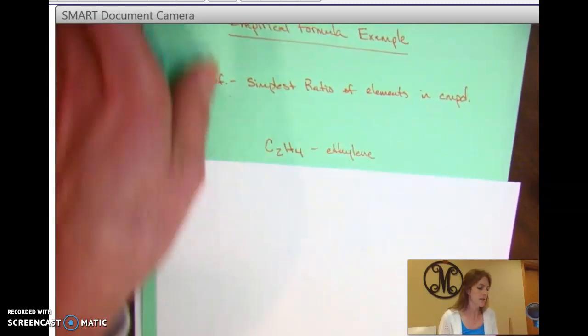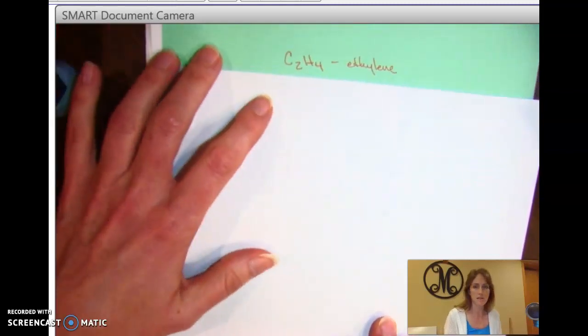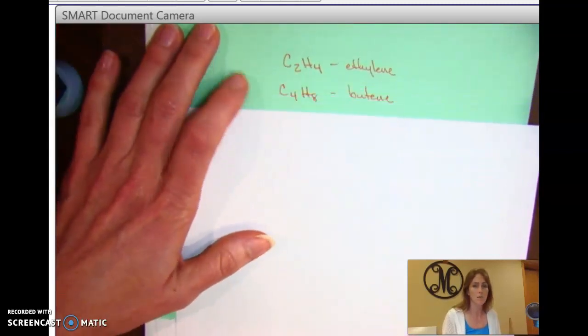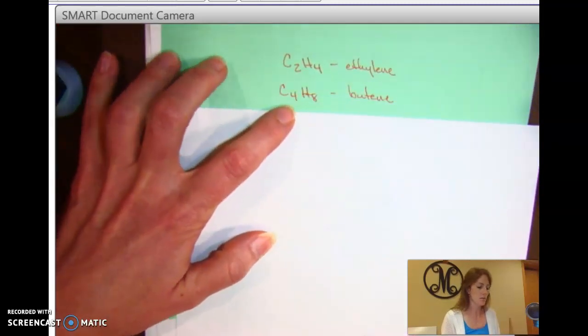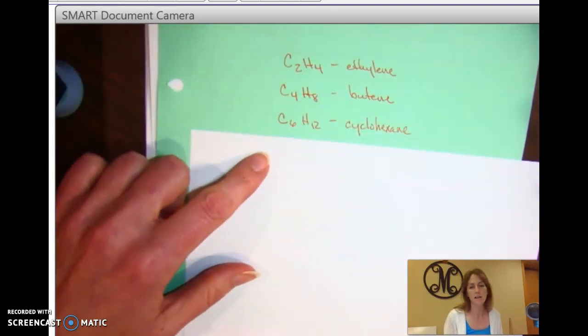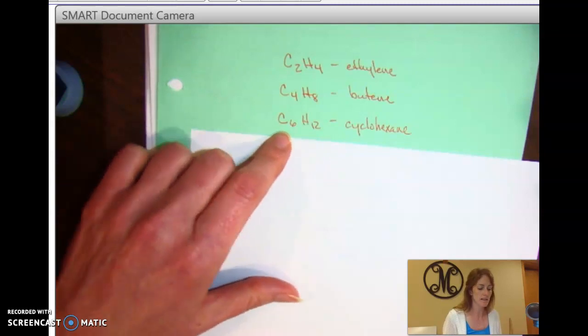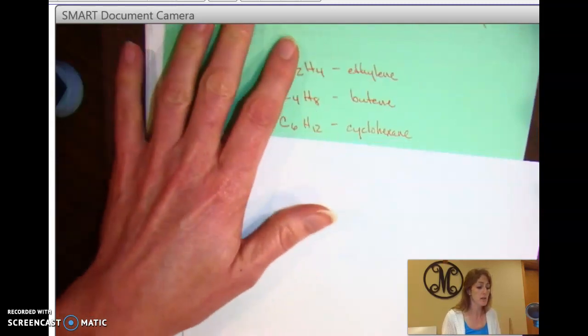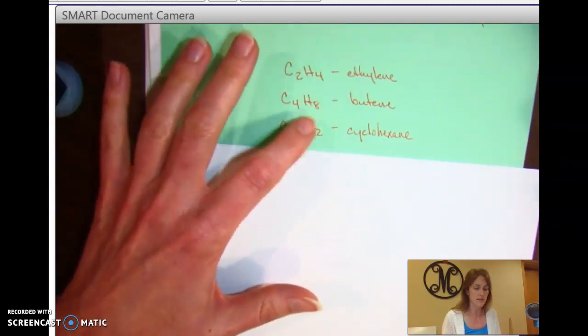So I could have this hydrocarbon, ethylene, C2H4. Butene is another hydrocarbon, it's C4H8. And then cyclohexane is C6H12. So here's three completely different substances.